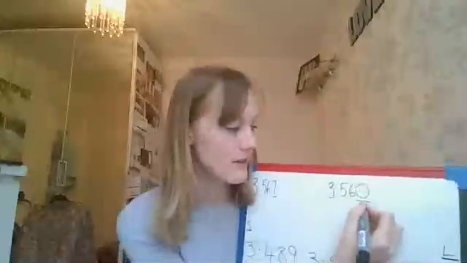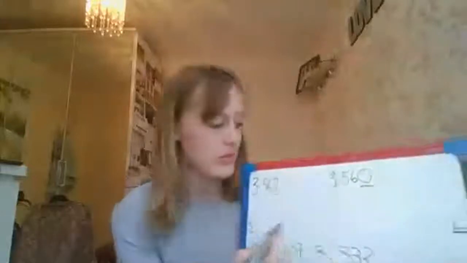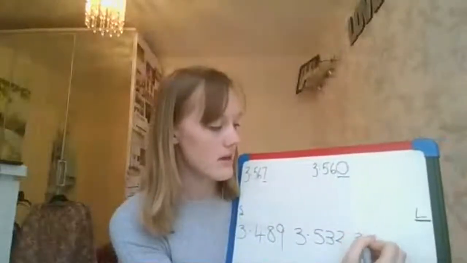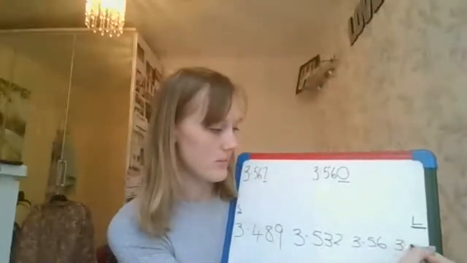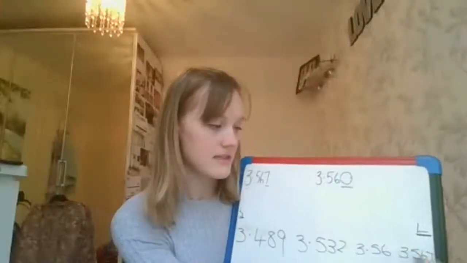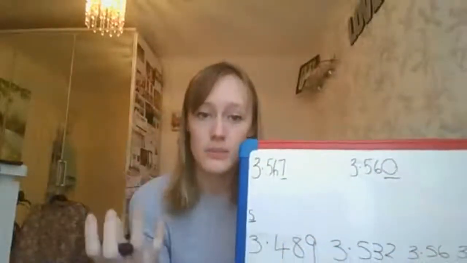So we should always have zeros. We have zeros that go on forever in decimal numbers. We know that we can fill in that gap. So now we are comparing 0 and 7. We of course know that 0 is smaller than 7. So we can put 3.56 and finish with 3.567.